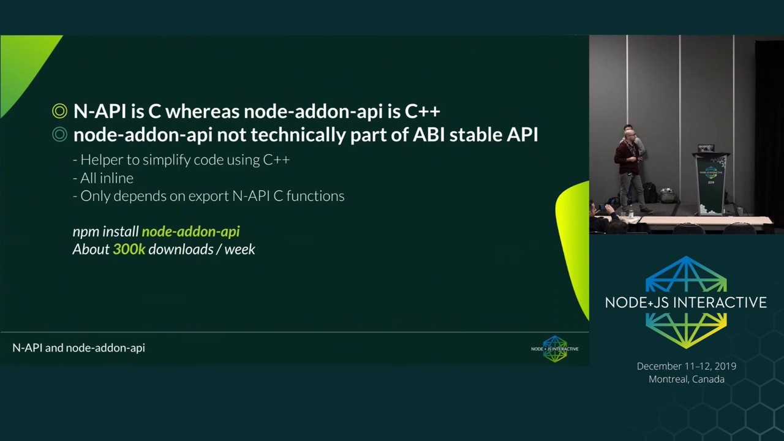And node-addon-api helps you with error handling, because if you enable the C++ exception mechanism, every N-API failure will be dispatched as a JavaScript exception, throwing a C++ exception.